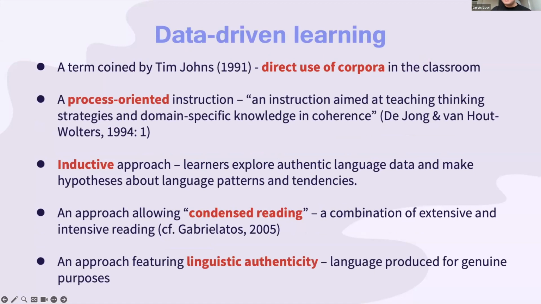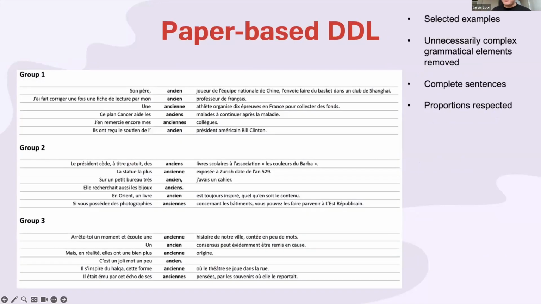So as we have discussed, as presented by Carlos at the beginning of the presentations, DDL is a term coined by Tim Johns and can be simply understood as the direct use of corpora in the language learning classroom. DDL is also process-oriented, in which the learner will learn how to learn something using a corpus. DDL is inductive because the learner will explore authentic language data and make hypotheses about language patterns and tendencies. Lastly, this approach allows what is called condensed reading, where the learner will extensively and intensively read samples of authentic language.